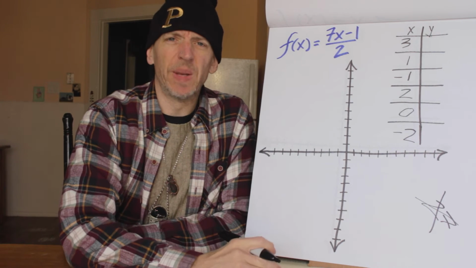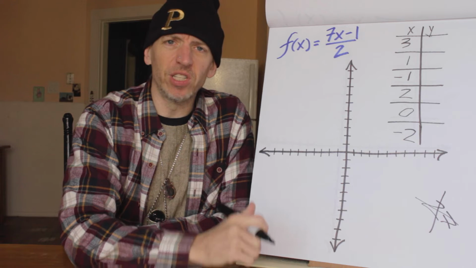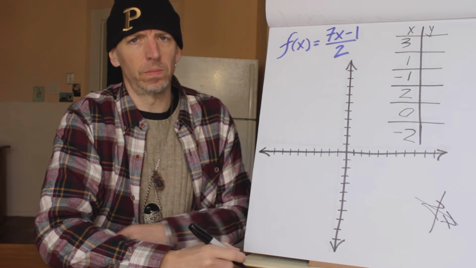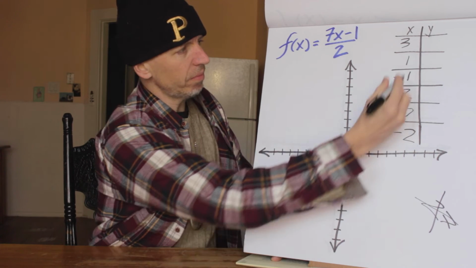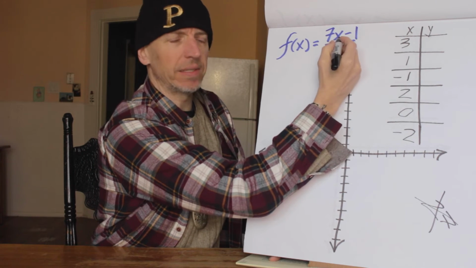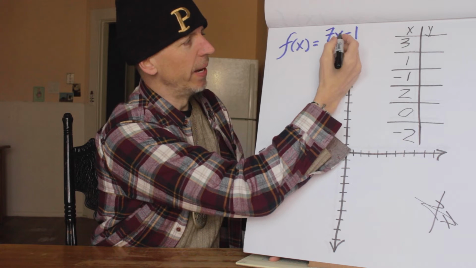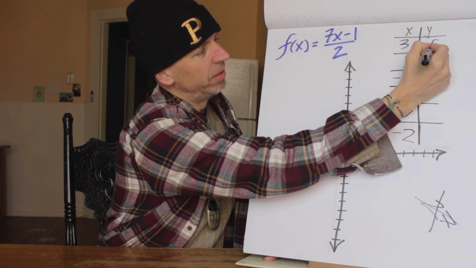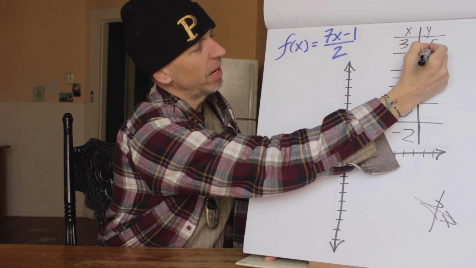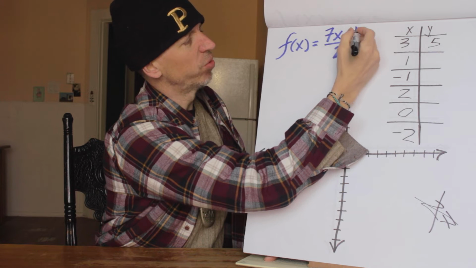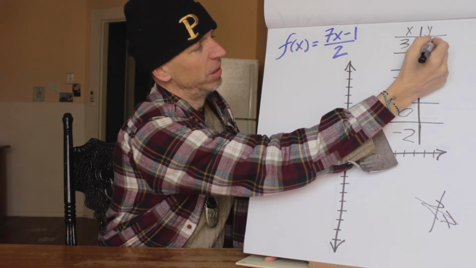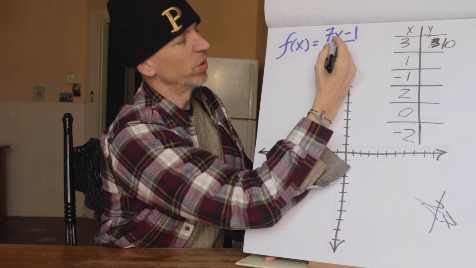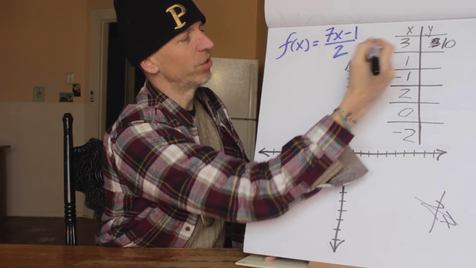Why not? Because 27 ain't nowhere to be found on this graph. It ain't gonna help. I ain't making that mistake again. All right, here goes. The number 3 goes in place of the x. 3 times 7 is 21. Minus 1 is 20. Divided by 2 is a number 10.